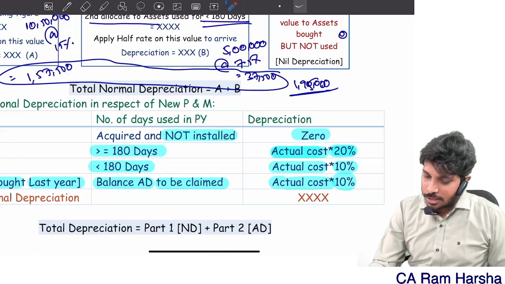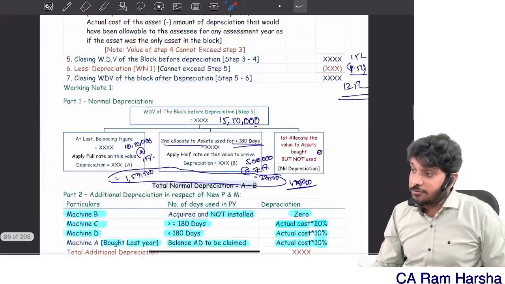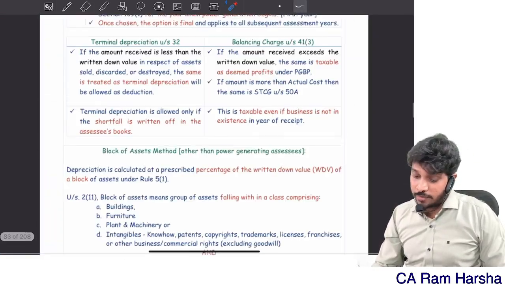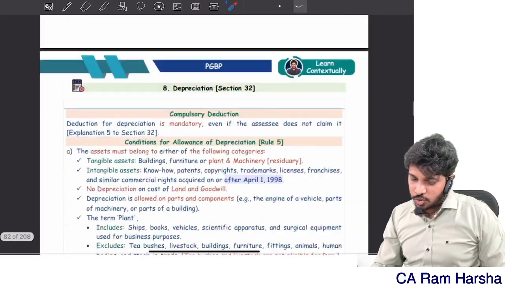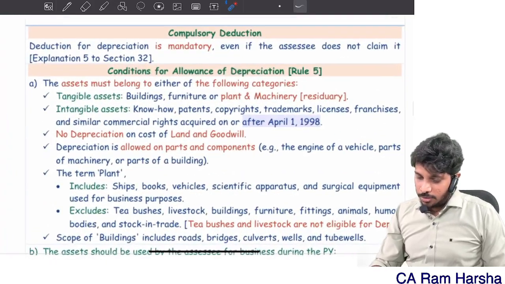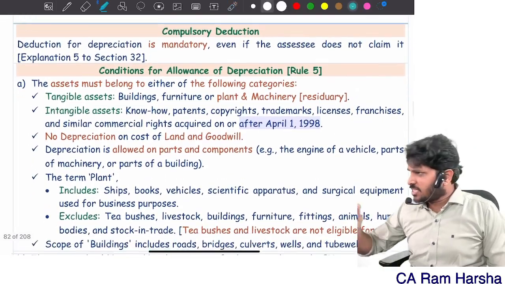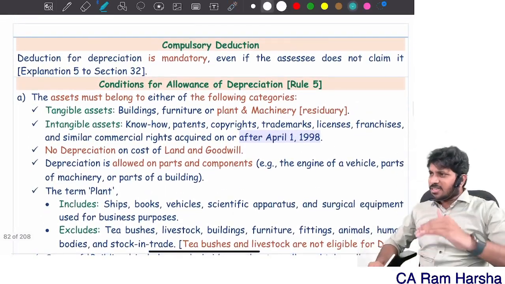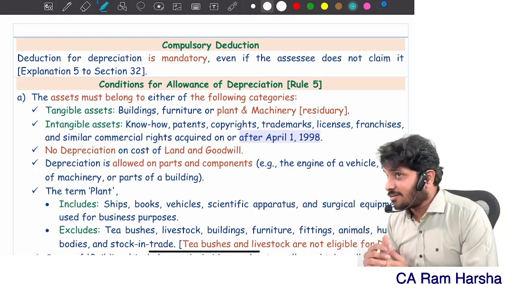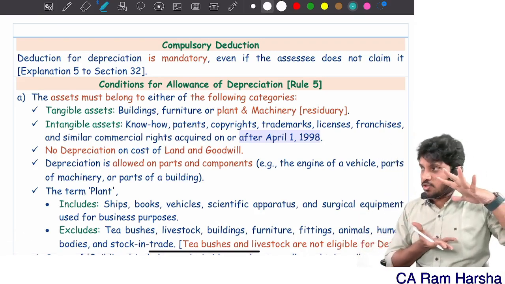Now we still have a few more problems. Okay, we will solve a few more problems. Fine. Major depreciation concept is over. Remaining some parts are pending. Still 1.5 hours it will take. But the major part is this only.